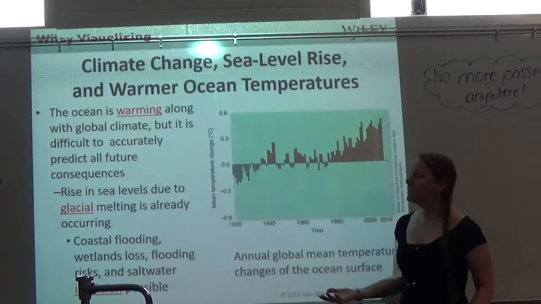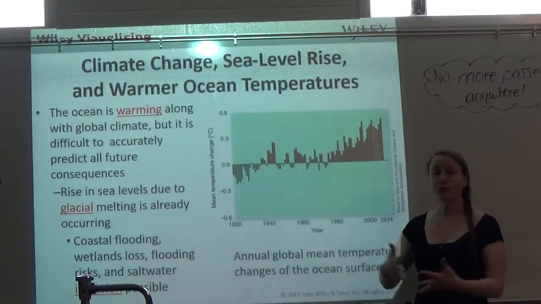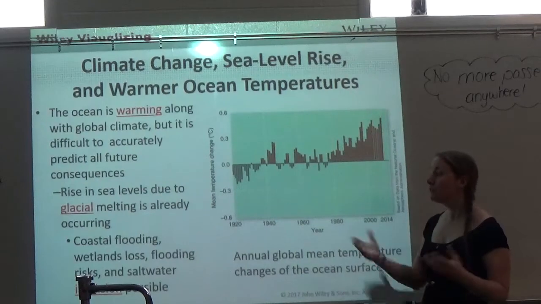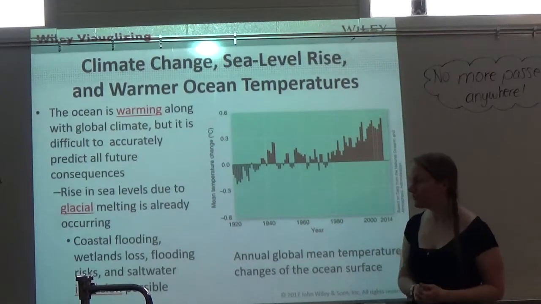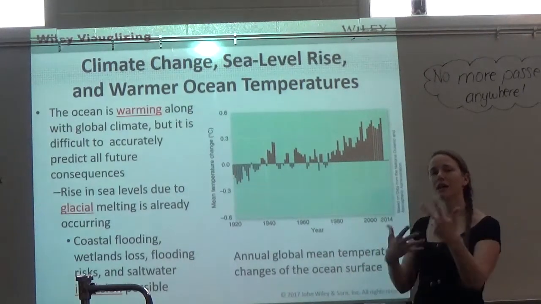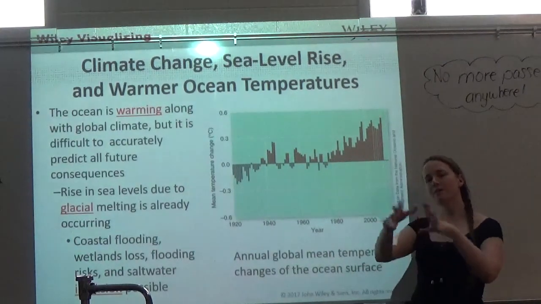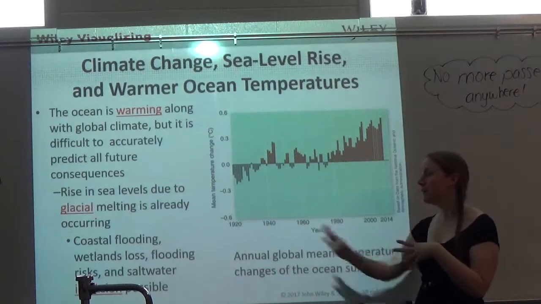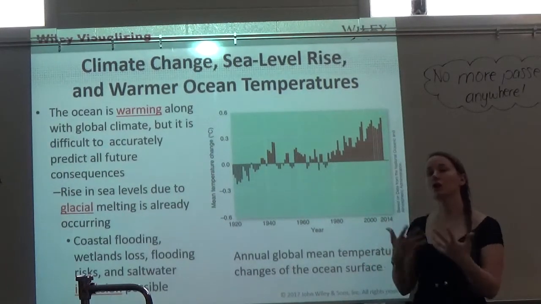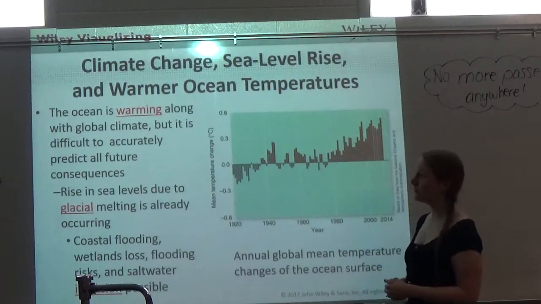Coastal flooding is going to happen if those sea levels keep rising. We'll lose some of our wetlands that are close to the ocean. Flooding risks and saltwater intrusion are possible. Saltwater intrusion is just when saltwater goes where it's not supposed to be. So like in our estuaries and places where there may have been some fresh water in a certain area, it might now become saltwater. And again, plants and animals that live there that aren't used to the salt content are going to have trouble surviving.